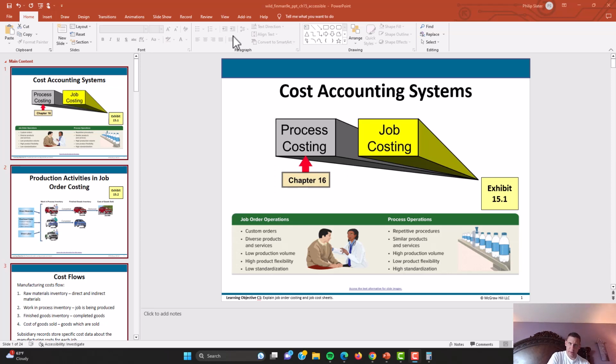It's going to be a quick video on job order costing. So let's get right into it. So what is job order costing? We can think of job order costing as custom made things, made to order.